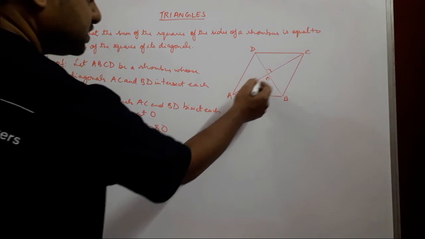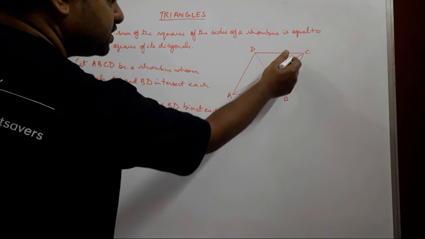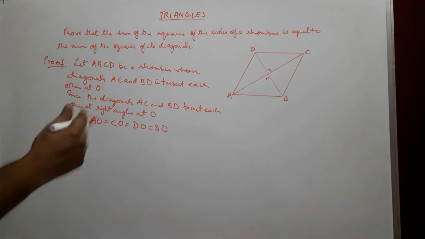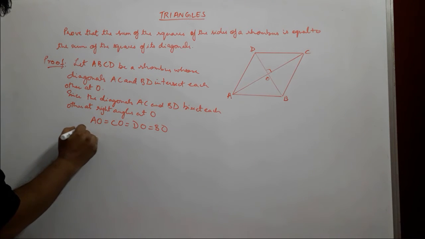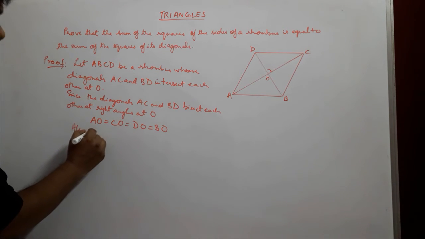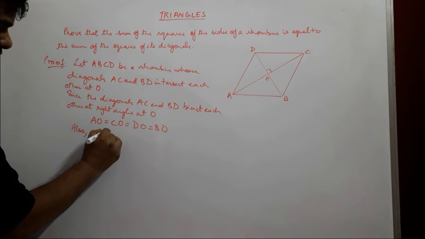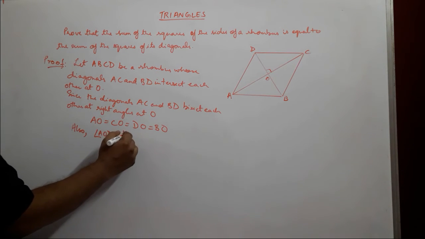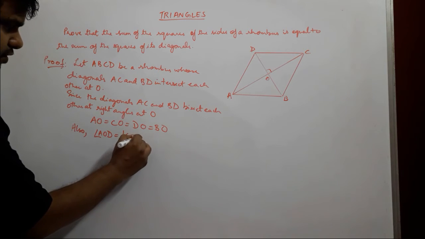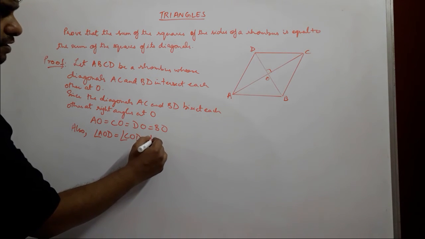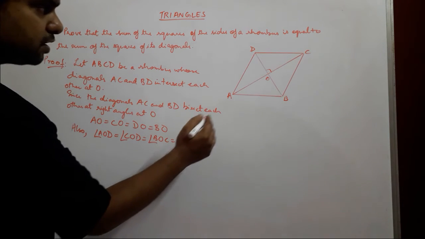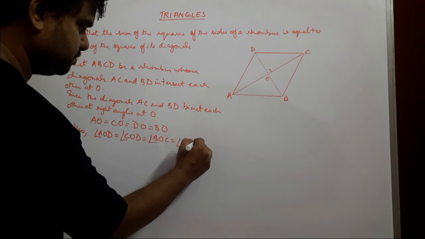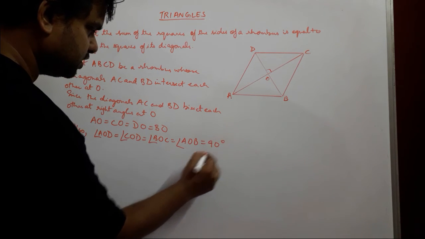So we have these sides which are equal to each other, but at the same time we can also say that the angles are also equal to each other, because they are all equal to 90 degrees. So we can also say, angle AOD will be equal to angle COD equal to angle BOC equal to angle AOB, and all of them are equal to 90 degrees as well.